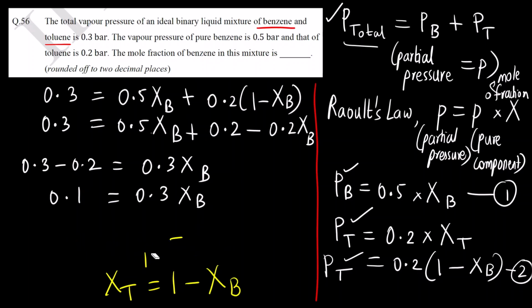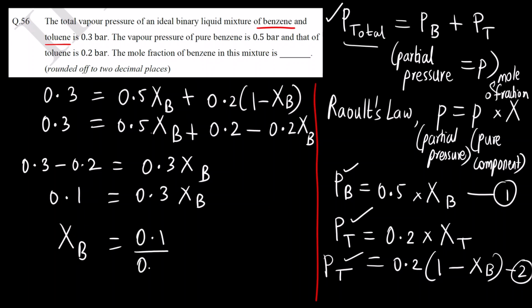So what will be the mole fraction of benzene? XB will be 0.1 divided by 0.3, that is 1 by 3, up to 2 decimal places, 0.33. So the answer is 0.33. And the range that is given for this is 0.32 to 0.34.